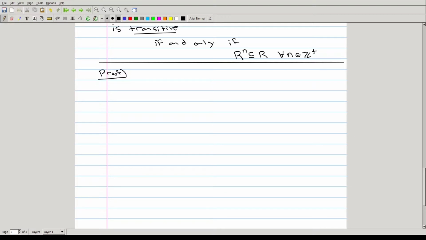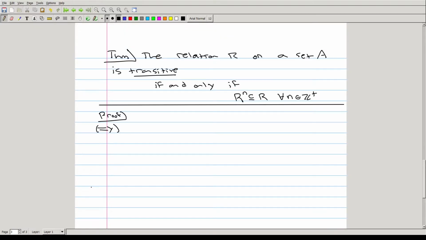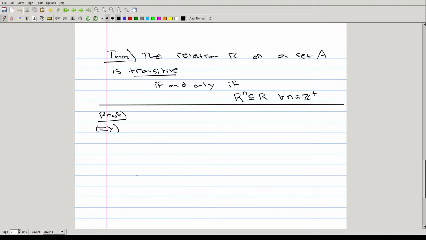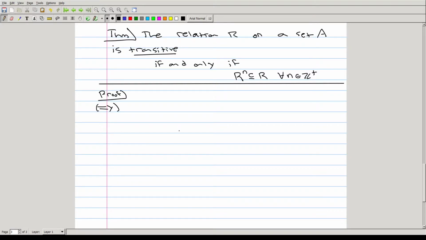And the proof of this is very clever. We're going to start with the if part. So we're going to show that if R to the n for all n is a subset of R, then the relation R is transitive.